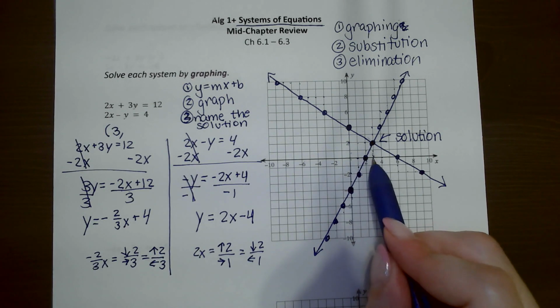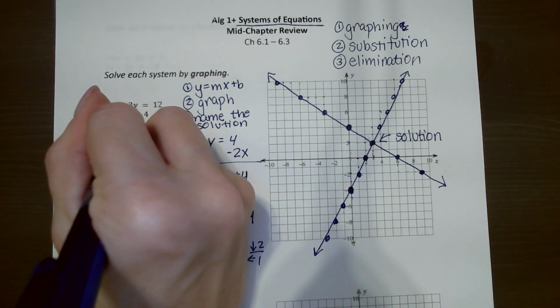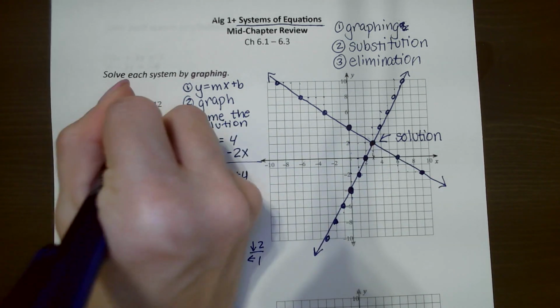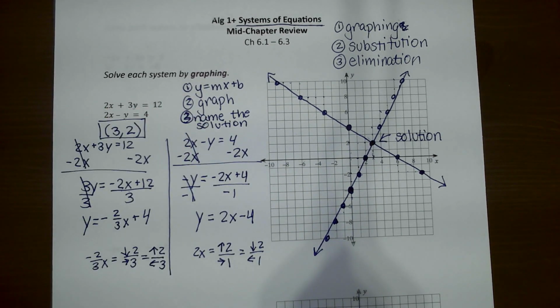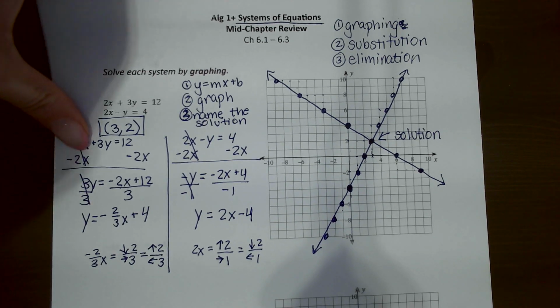So we went over 3, up 2. So positive 3, positive 2. That's my solution for this system. Now let's do another one.